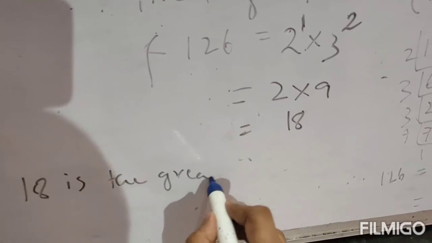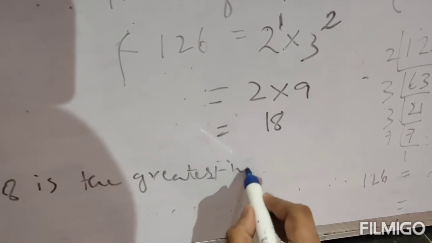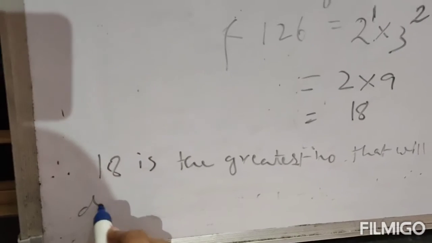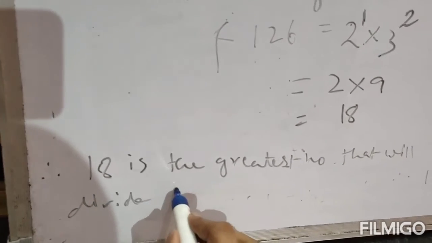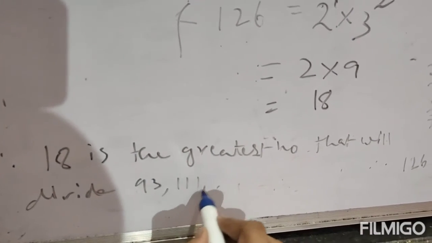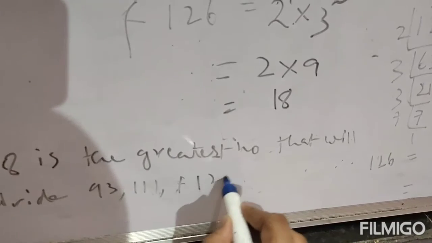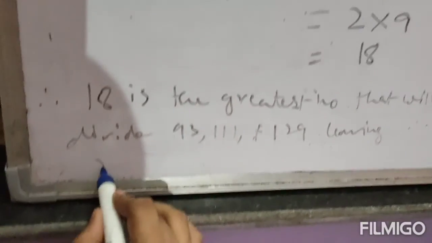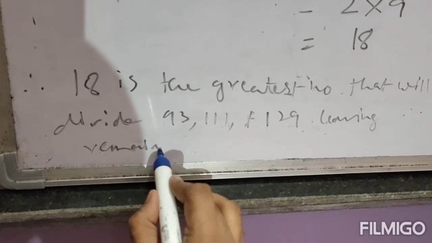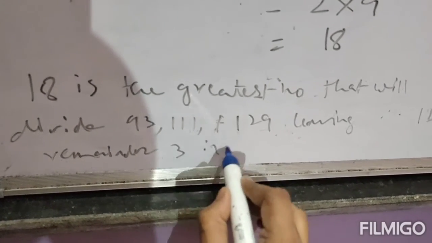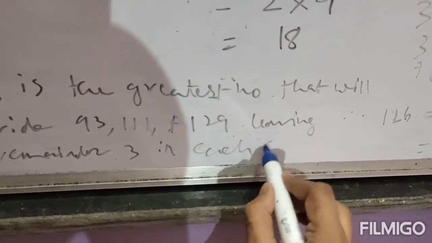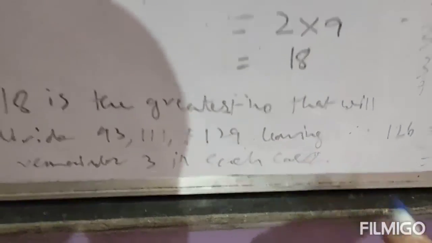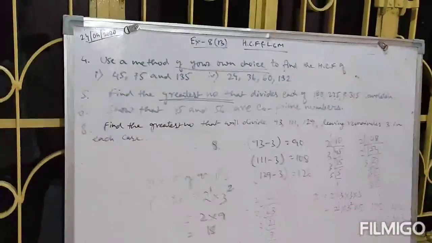So you will write here, therefore 18 is the greatest number that will divide 93, 111 and 129, leaving remainder 3 in each case. Clear? This is your answer. So all the 4 questions are solved.